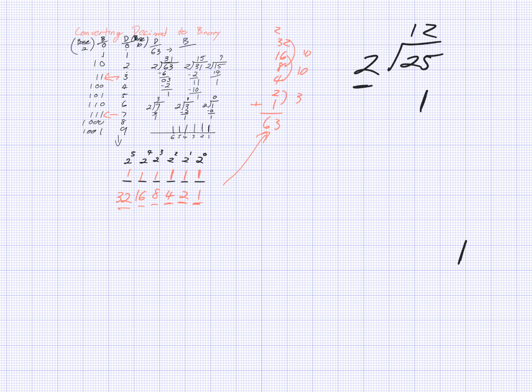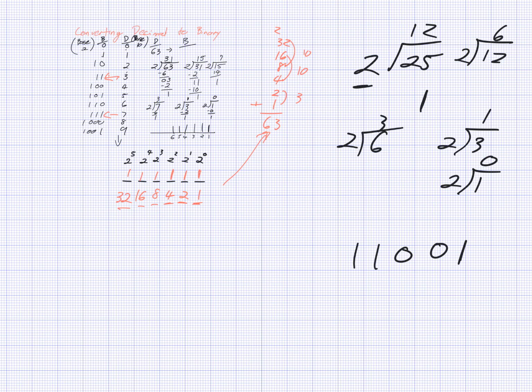So I know that we have a 1 value. 2 goes into 12 6 times. There's no remainder, so that becomes a 0 value. Okay, so this is where it gets important. 2 goes into 6 3 times, no remainder. 2 goes into 3 1 time, 1 remainder, and 2 goes into 1 0 times, but 1 remainder. So this is our binary digit according to what we said before.